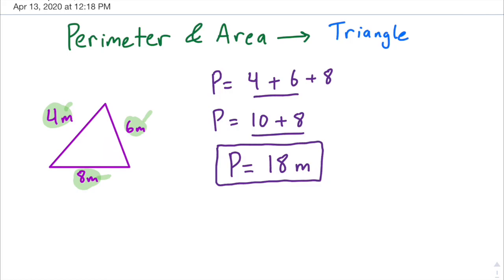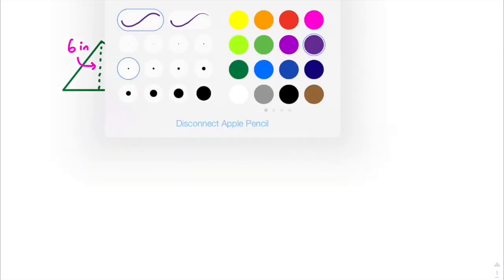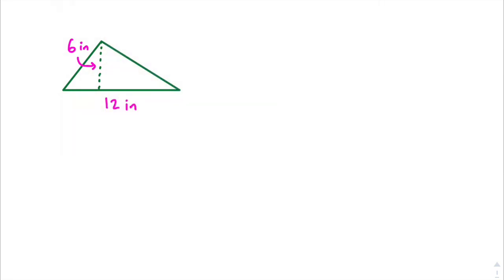So now let's move on to area. Area is a little different because it requires something else. So in case you guys forgot, the area of a triangle, the formula goes 1/2 times the base times the height. Okay? So what we need to do is we need to plug in base and height.